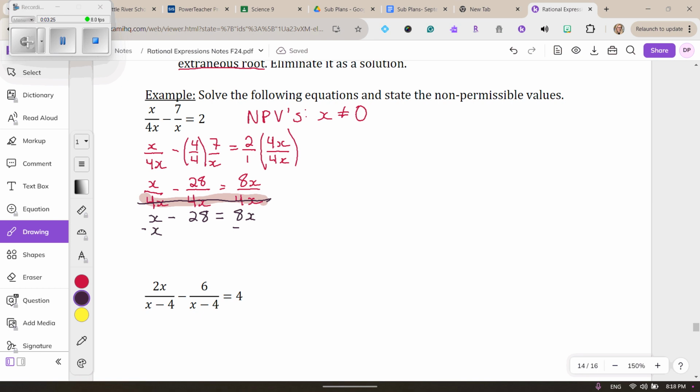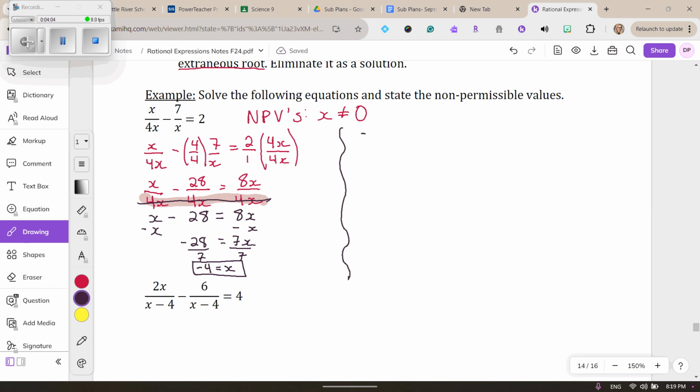I first subtract x, and if you like to think of it as 1x, feel free. That gives me negative 28 equals 7x. And then I divide both sides by 7, and I get my final answer of negative 4 equals x. I'm going to box up my answer. Negative 4 is not a non-permissible value, which is good. So now I'm just going to check my answer.